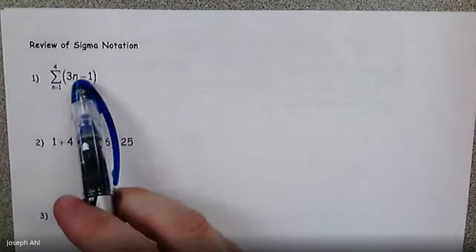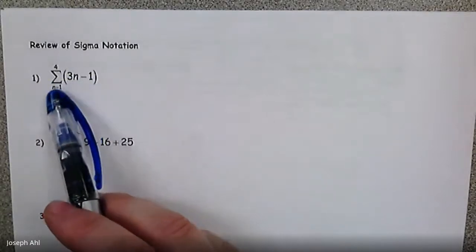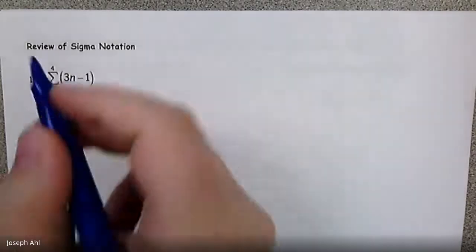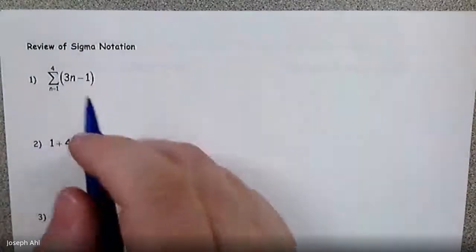This is also known as the summation symbol in math. So what we want to do to evaluate the summation from n equals 1 to 4 of 3n minus 1 is plug in 1 for n, plug in 2 for n, plug in 3 for n, and then stop when we plug in 4 for n. And whatever those results are, we're going to add them up together.